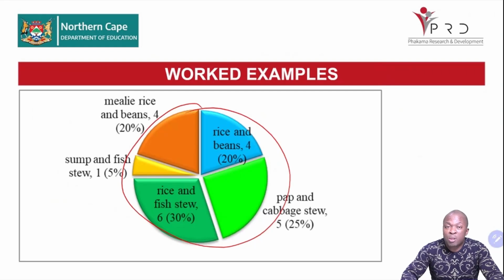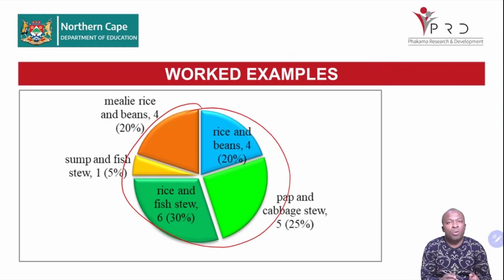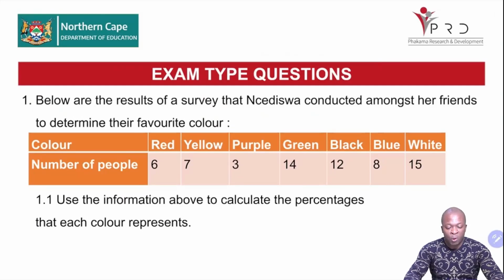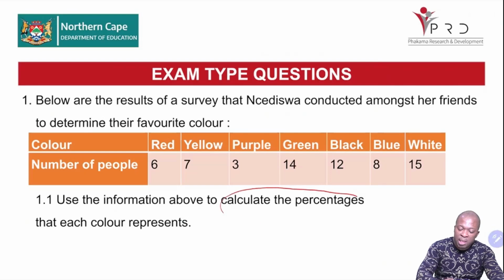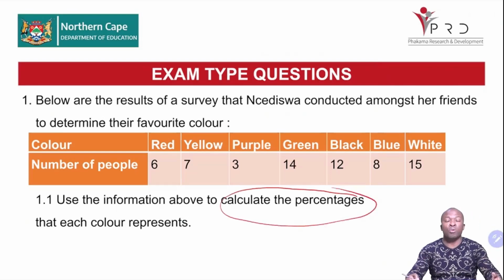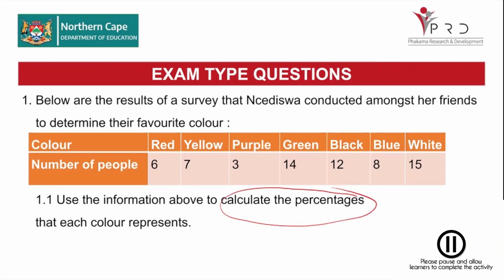The reason I'm not spending so much time here is because we are not going to ask you to draw a pie chart. The examiner will give it to you. Yours is to interpret, to analyze and answer questions on them. So let's look at this. Here there's an exam type question. The examiner is asking you to calculate the percentages like we just did now. So pause the video and answer the questions before we move on. I'm giving you 8 minutes. Could you please try quickly to answer them? Try and see if you can find your own way of calculating the percentages. After 8 minutes, we'll come back, my learners.